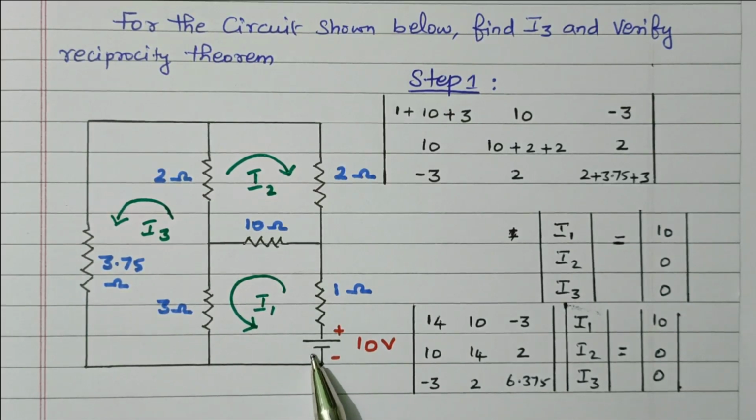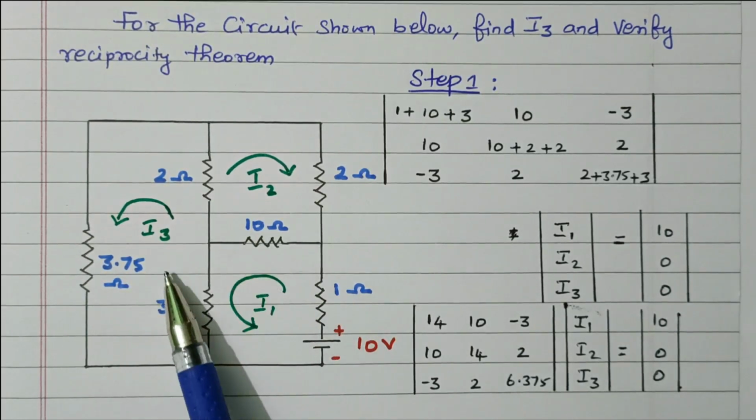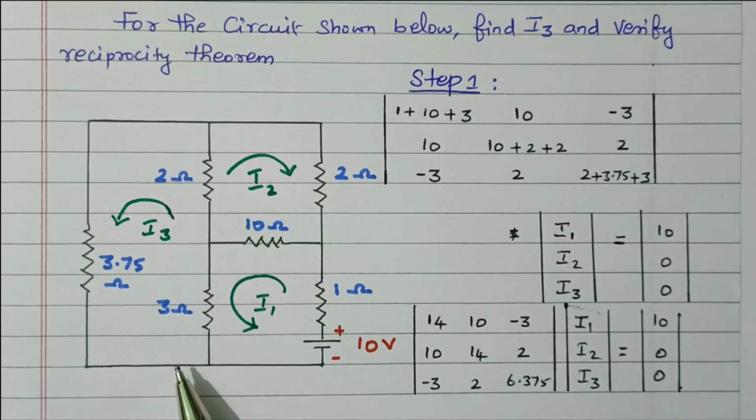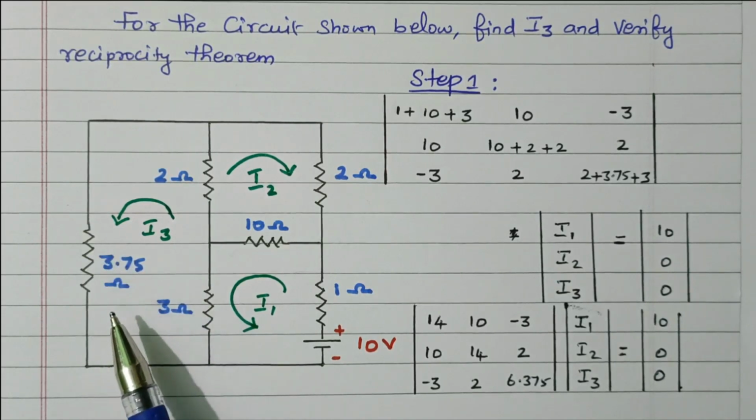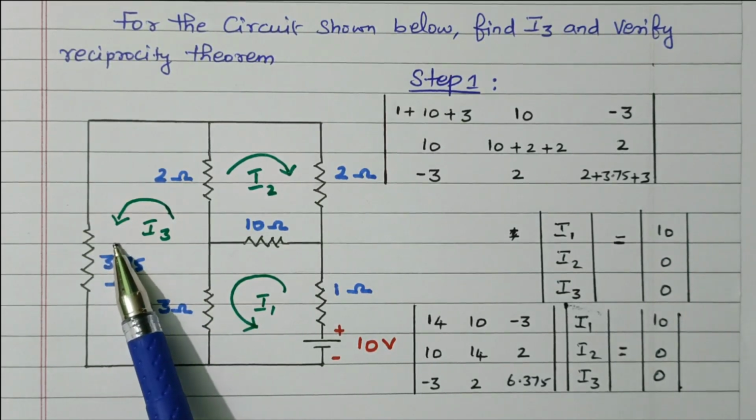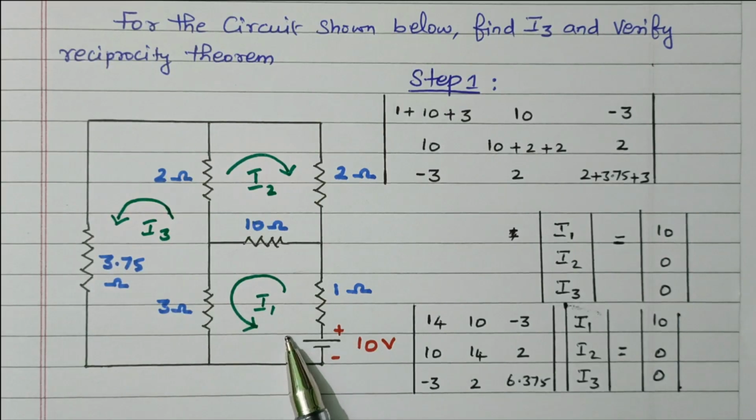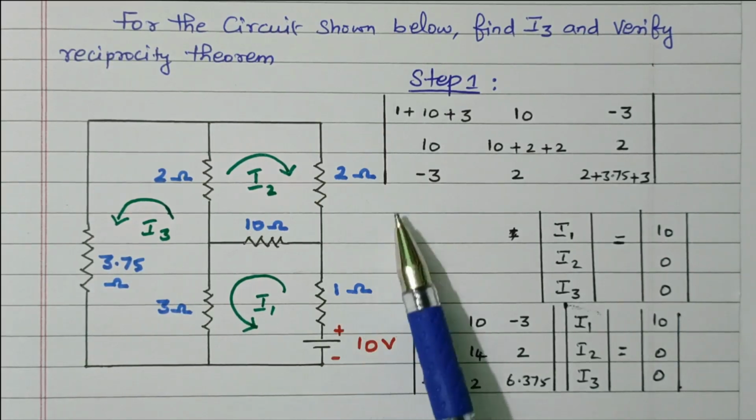So first we will take the circuit as it is and find the I3 value. In the second step, we will transfer the voltage source from branch 1 into branch 3, and we need to verify that the current in branch 3 is reflected in branch 1. Right? So we will go to step 1.